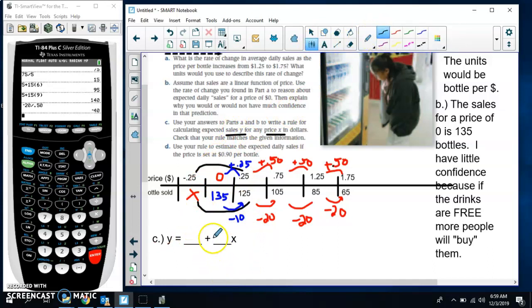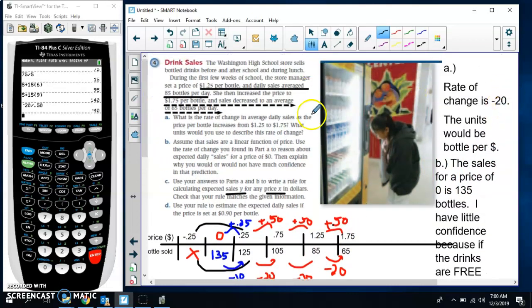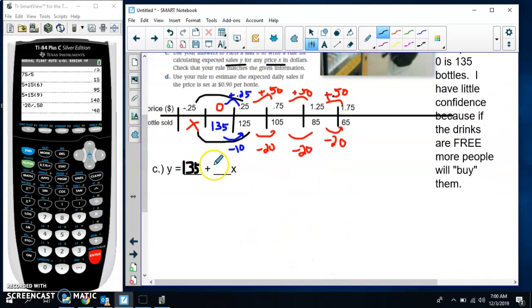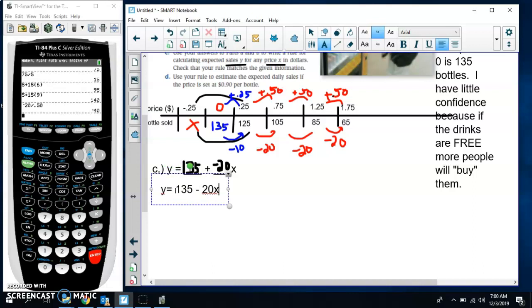So we know that the initial value here is 135, so the initial value is our constant term. So we put that by itself. And then we know that the rate of change we got all the way up here was negative 20. So we put that in. Boom. I'm going to rewrite this because when you have plus and negative, that's really middle school stuff. We're way past that. So we have Y equals 135 minus 20X. Boom. And that's our answer. That's the good one. So let's highlight it, if that'll work or not.